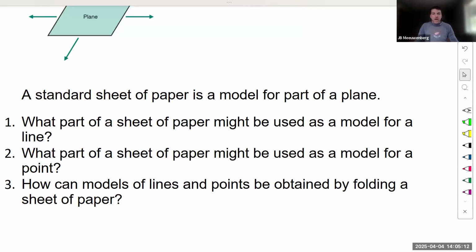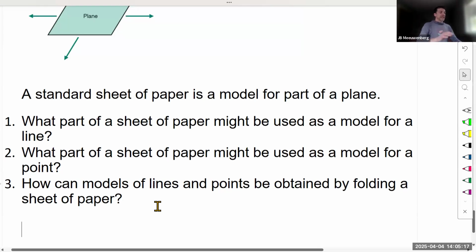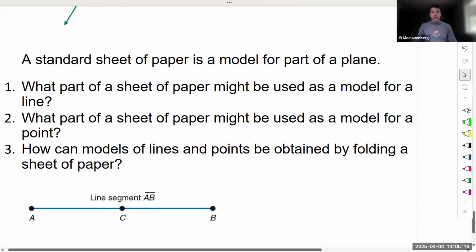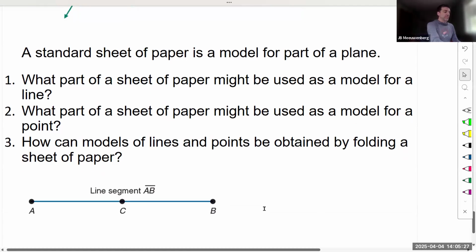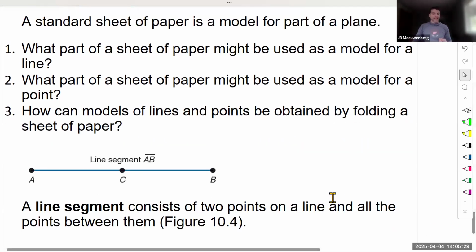So what's next? Line segments. Sometimes we deal with lines that don't extend forever in both directions. And so a line segment consists of 2 points on the line and all the points between them. So that's what a line segment is. That's what you're going to see again right here. So this is line segment AB.